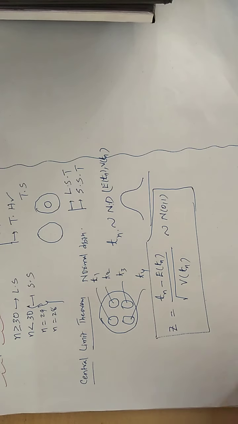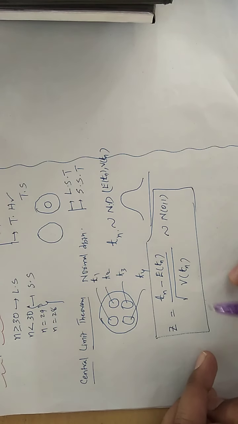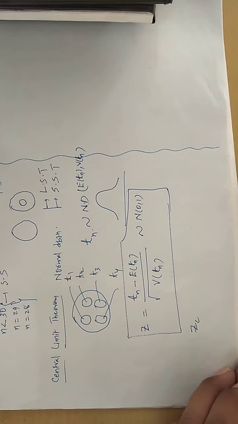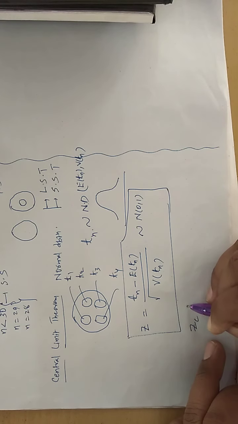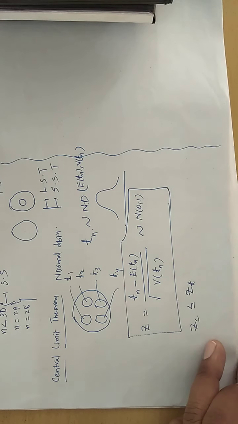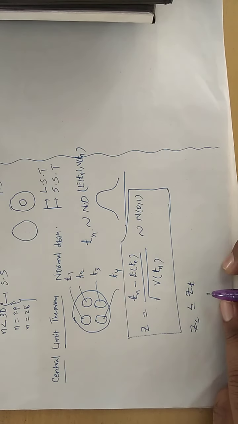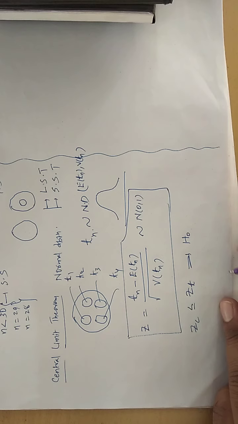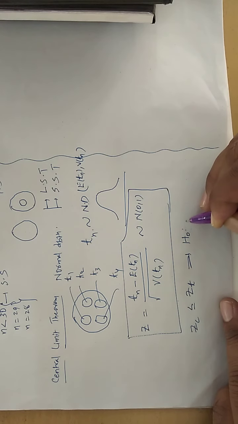Getting my point? Now how are you going to get it? Let us suppose that ZC, where C stands for calculated value, is what we calculate from the formula. When ZC is less than or equal to ZT, where T stands for table value, what decision do you take? Yesterday we discussed, we are going to accept the null hypothesis.